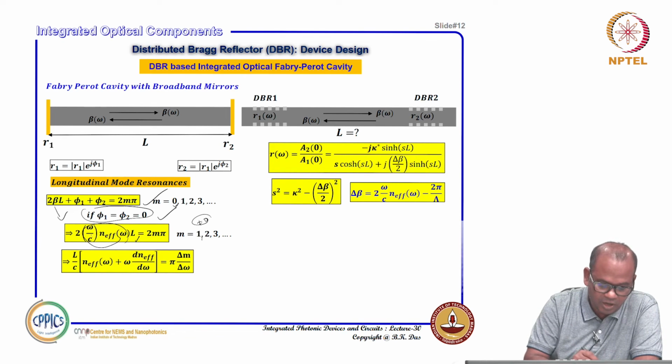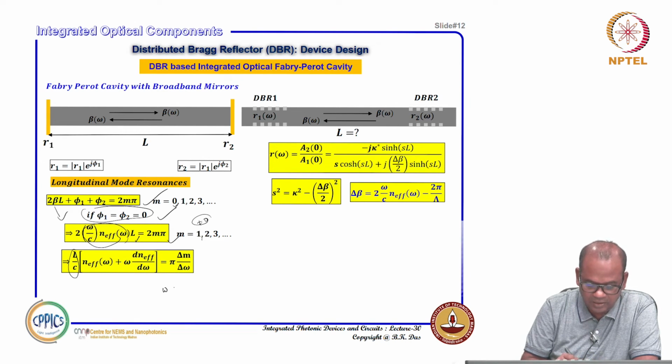Okay. So now we have 2 times omega by c, n effective of omega, times L. What we do here is differentiate with respect to omega. You see L by c we have kept here. Now, with omega times n effective of omega, if you differentiate with respect to omega, what do you get? Differentiating omega gives 1 times n effective, plus you keep omega and differentiate n effective, d n effective by d omega. So that is what we have written.